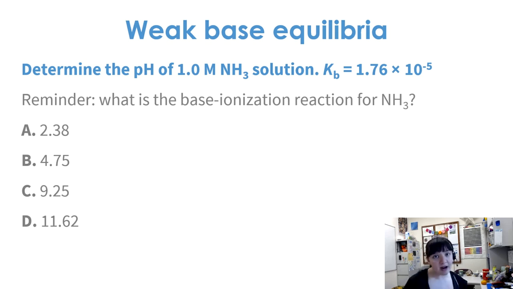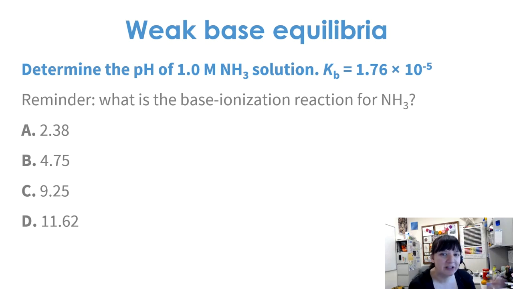But so here I have an example where I have a solution of ammonia, or NH3. NH3 is one of our quintessential weak bases. It's kind of the go-to weak base example. And so it has a Kb, again a base dissociation constant, of 1.76 times 10 to the minus 5. And so I want us to find the pH of a 1.0 molar NH3 solution using this information.